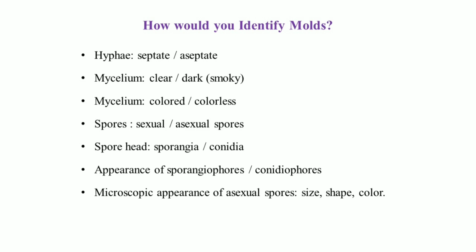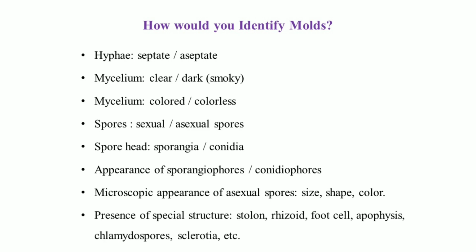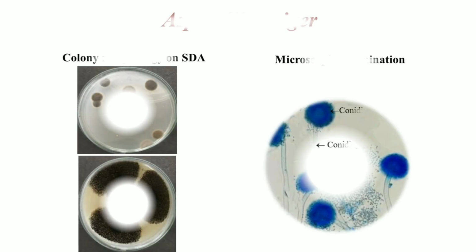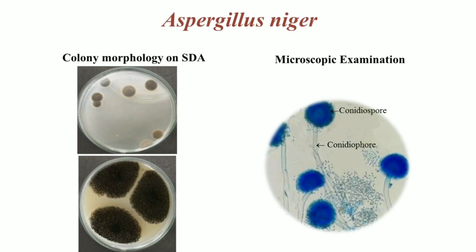Microscopic appearance of asexual spores like size, shape and color, presence of special structure such as stolon, rhizoid, food cell, apophysis, chlamydospore and sclerotia. Moving on to macroscopic and microscopic examination of mold. Macroscopic appearance based on colony morphology on Sabouraud's dextrose agar and microscopic examination using lactophenol cotton blue test.